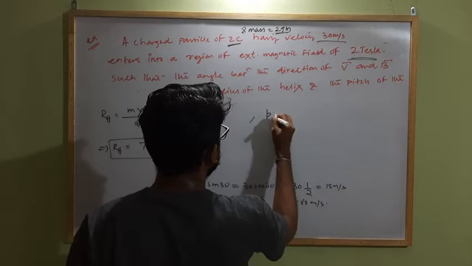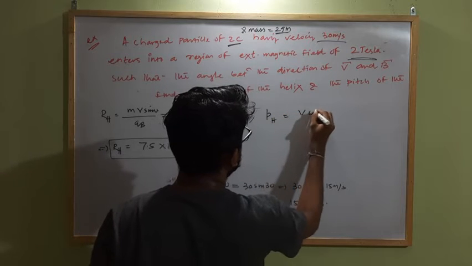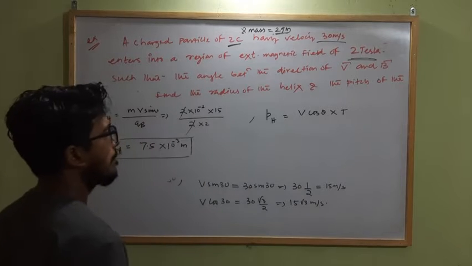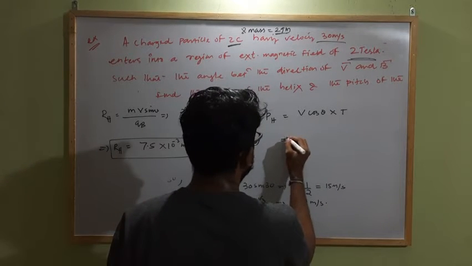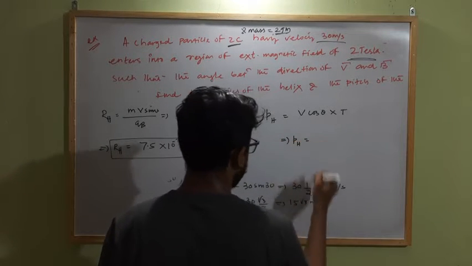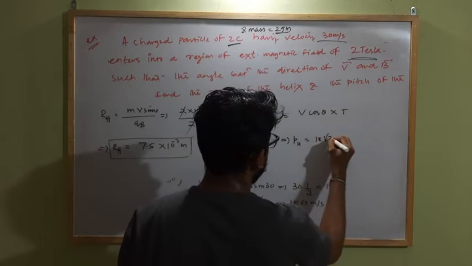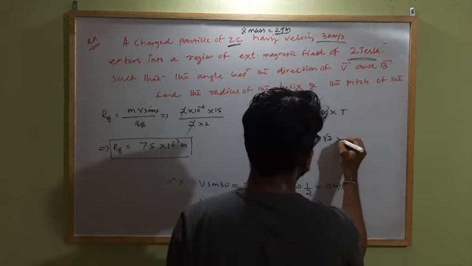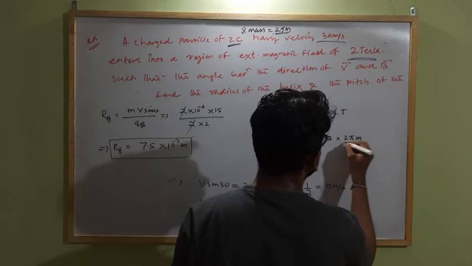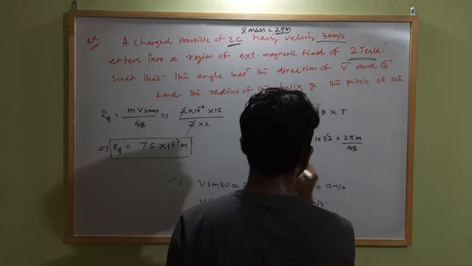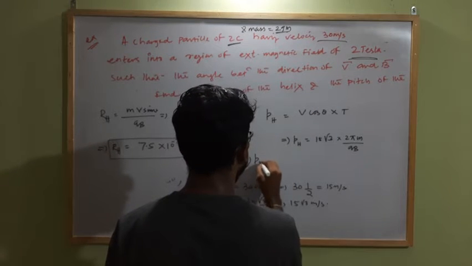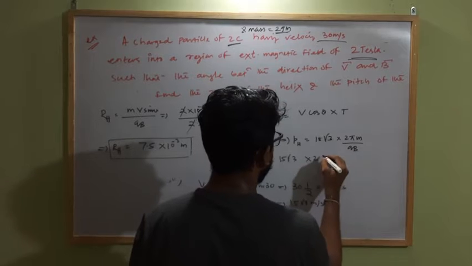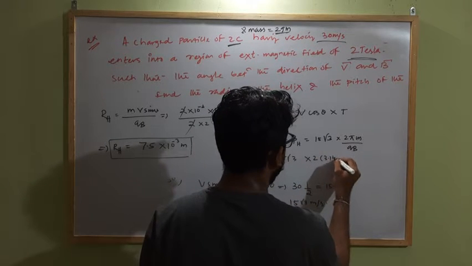So pitch of helix is equal to v cos theta into time period T. So this implies pitch of helix equals v cos theta, which is 15 root 3, and time period of helix will be 2 pi m by qB. So pitch of helix equals 15 root 3 into 2 times 3.14.